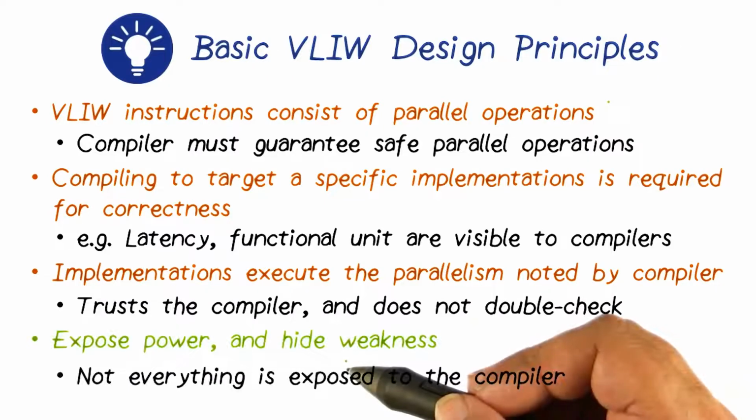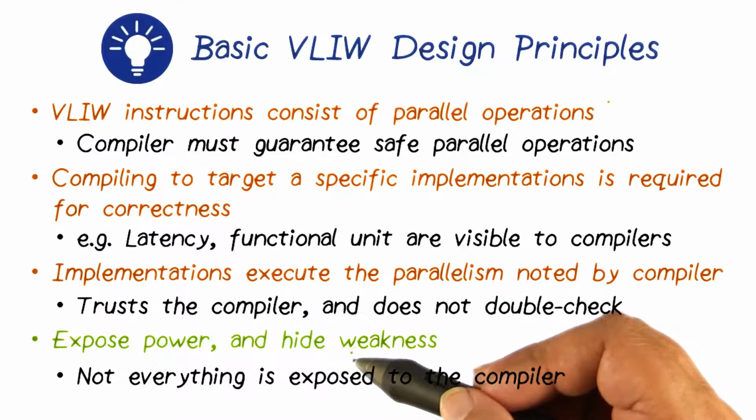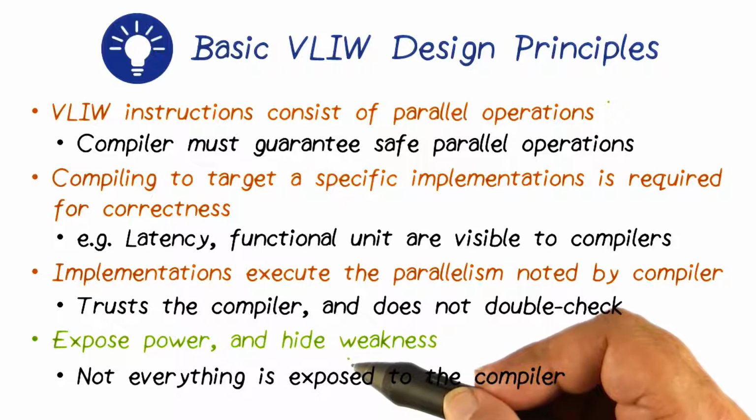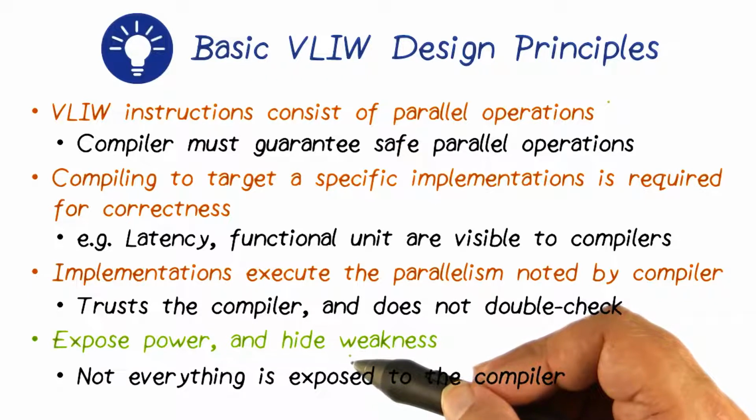And finally, not everything is exposed because there could be some weaknesses too in the hardware. For example, there could be only one unit which will be doing certain activity. And that's typically exposed through a constraint, and not by mentioning that there is only one such resource over there. So in other words, certain weaknesses are simply transmitted as constraints and not really exposed as number of resources.